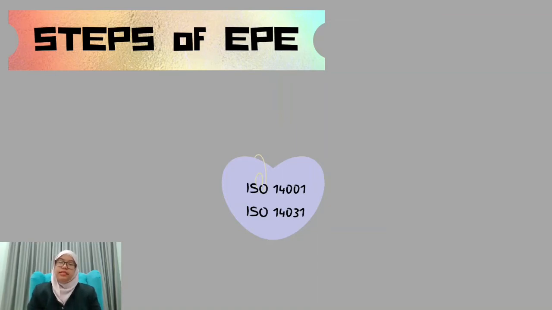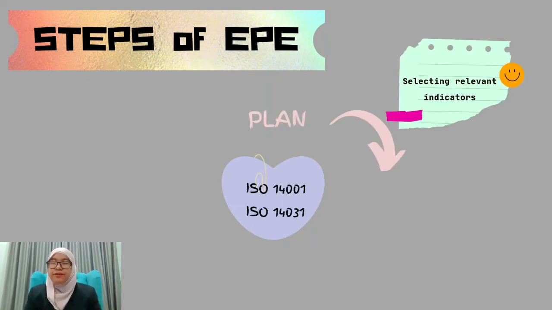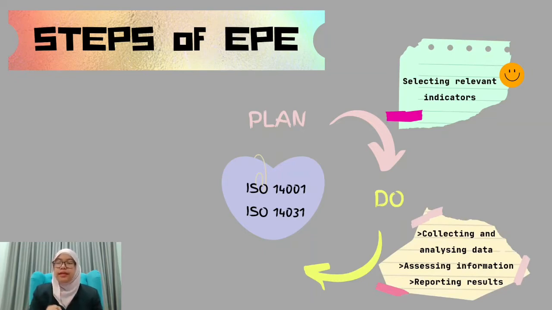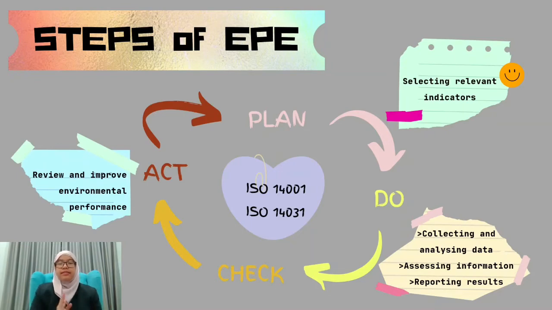Steps of EPE. It is based on the guidelines in the ISO 14031 as applied in the ISO 14001. ISO 14031 uses the plan, do, check, and act cycle, starting with plan, selecting relevant indicators such as the environmental performance indicators and the environmental condition indicators. And from those indicators, we collect and analyze the data, assessing the information, and reporting the results to the staff, managers, and external shareholders. And the last is the check and act step, which is review, check, and improve the environmental performance. It also answers the question of, is the organization's environmental performance improving over time?